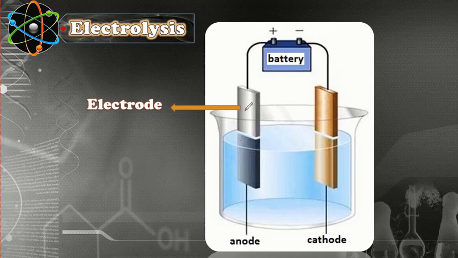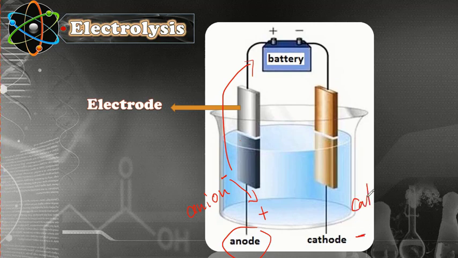So this cell has two electrodes. We have the anode. The anode is the positive terminal because the anode attracts anions, whose charge is negative. Because these ions are negative and this is positive, it will attract them. Look here, they will be attracted to this terminal. And the cathode is the negative terminal. It attracts cations, which have positive charge. They will be attracted to this side.